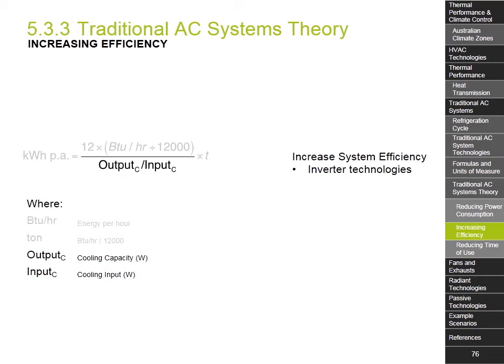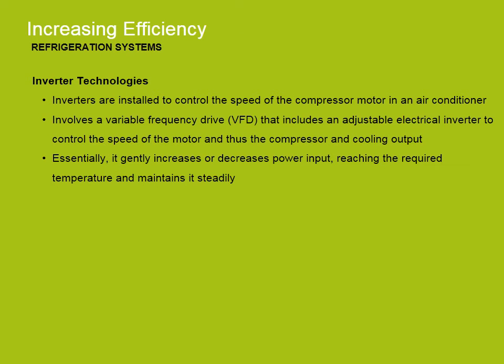However, there is still an opportunity to improve efficiency for the way in which cooling is delivered, most significantly in variable speed devices and inverter technologies. Inverters use a variable frequency drive, or VFD, that includes an adjustable electrical inverter to control the speed of the compressor's motor, and therefore the cooling output. Essentially, it gently increases or decreases the power input to the motor, and once reaching the required temperature, maintains the power input steadily. This prolongs the life of the motor and compressor, saving energy and efficiency at the same time. An air conditioner with an inverter technology is generally 30 to 50% more cost efficient to run than one without.